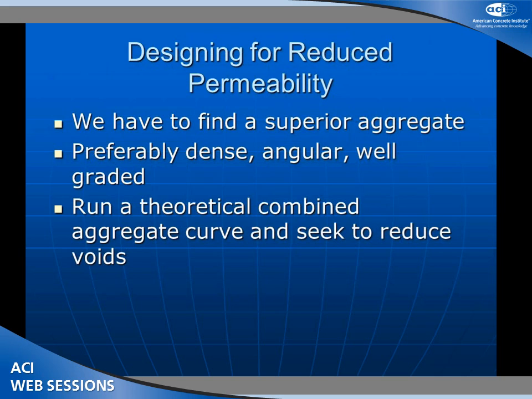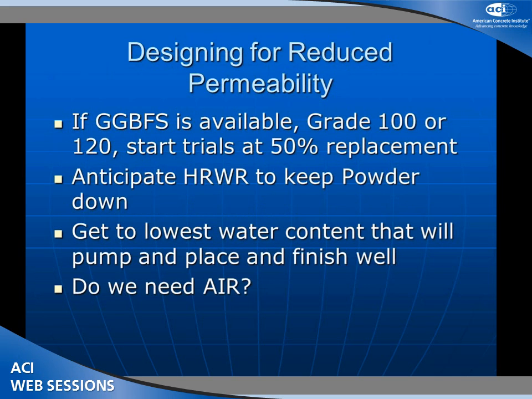Angular, well graded. We've tested coarse crushed material against round river gravel and found the permeability is better enhanced by using angular materials. Run a theoretical combined aggregate grading curve. Jim went through that, so I'm just going to mention it. If the slag is available, all right, the trial started at 50%. In this case, we started at 50% because that's what the specification actually allowed us. So we just went to the maximum and we worked backwards for a 3-point curve.